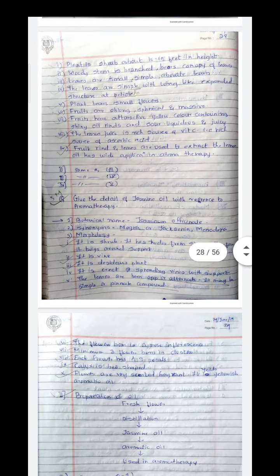Then third is jasmine oil. Jasmine oil is prepared from the plant Jasminum officinale, that is mogra, and it is a shrub, a deciduous vine. The leaves are alternate and simple or pinnately compound. The flowers are in cymose inflorescence. They are present in clusters of 3 flowers and have 4 to 9 petals. The calyx is bell shaped, and the oil is extracted from these flowers by the distillation process.